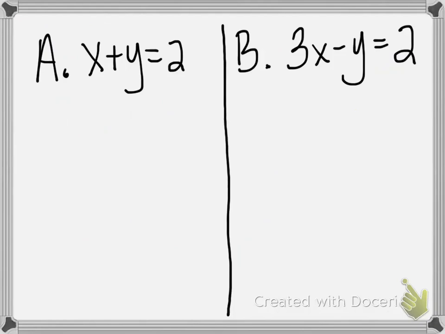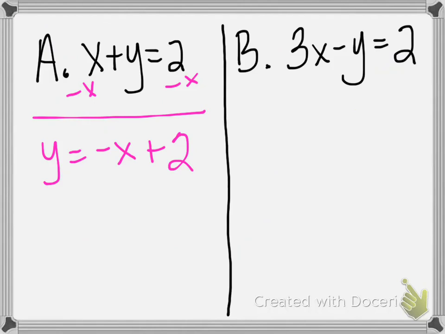So our first equation, x plus y equals 2, is in standard form. We want y equals mx plus b. So we want to isolate the variable y on the left side of the equation. So we're going to go ahead and subtract x from both sides. And that leaves us with y equals negative x plus 2. So now equation A is in slope-intercept form.